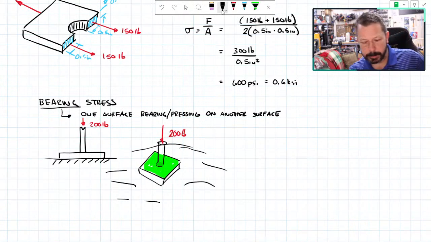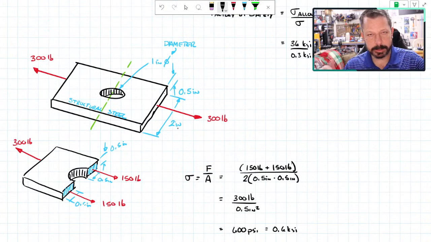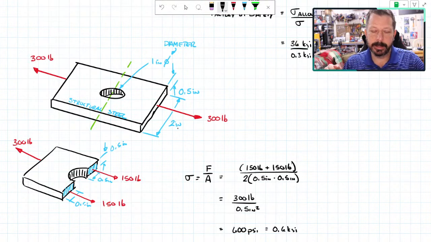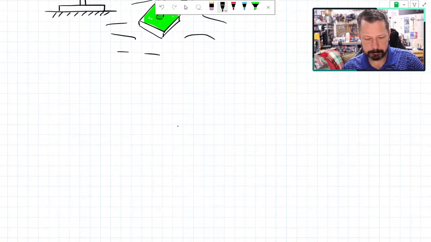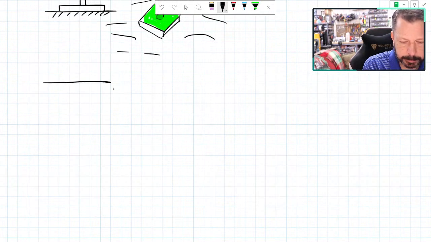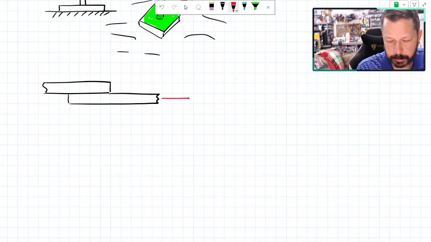It does get a little bit more complicated if we have maybe a plate like this one that has a hole in it, but that hole is so that a pin or a bolt or a rod can go through the hole and push on the side of that hole. So let's draw a side view of what that might look like. Let's say that you've got a plate here, and then you've got another one that overlaps it, and they're being pulled apart.